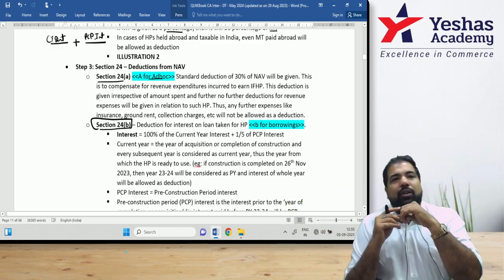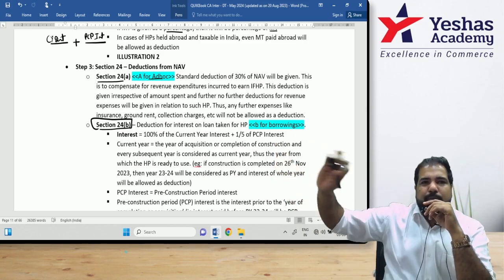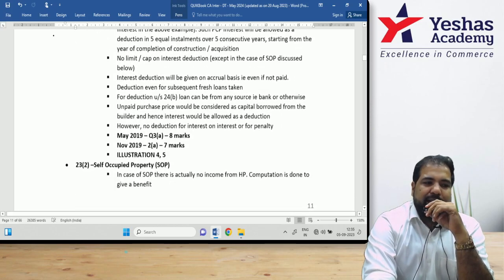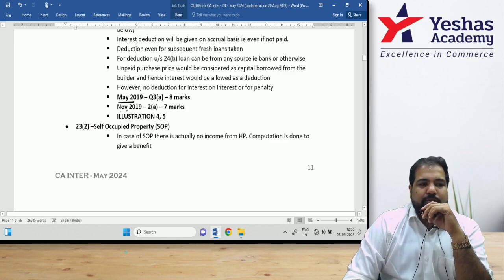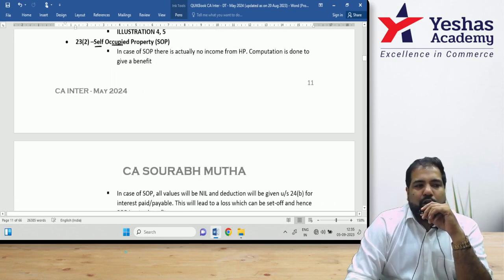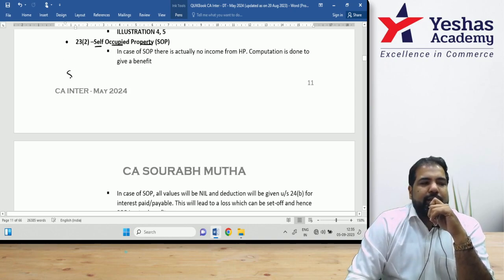Are we okay? And what if there is no construction? I bought the neighboring house which is ready. Then no PCP, guys. PCP is not compulsion, guys. So this is section 24B, that is interest. There is no limit on interest. You can do these sums when you reach your, guys. Now, guys, which property are we talking about? Self-occupied property. In SOP, guys, is this a benefit? Who's staying in this property?